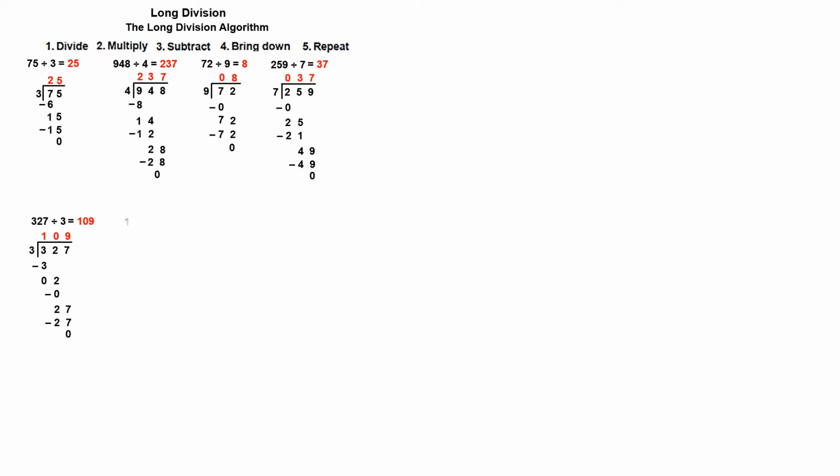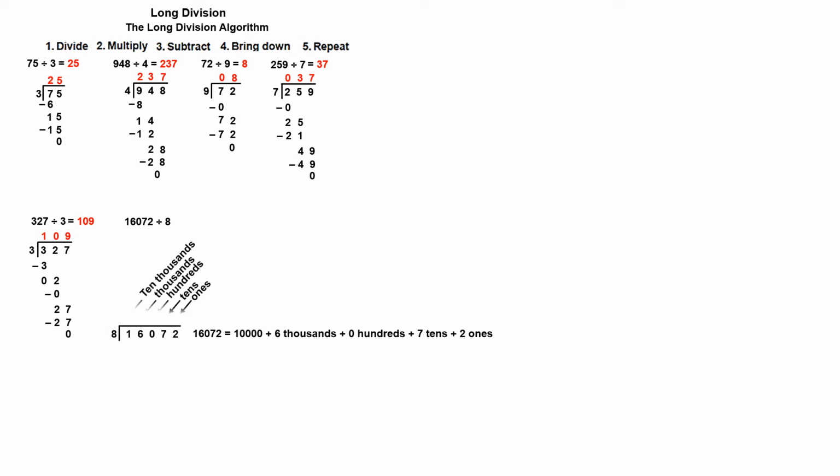Divide 16,072 by 8. We write in the long division form. 16,072 is the same as 10,000s plus 6,000s plus 0 hundreds plus 7 tens plus 2 ones. So we divide 10,000s, thousands, hundreds, tens, and ones separately. The first number that we are dividing into is the 1.